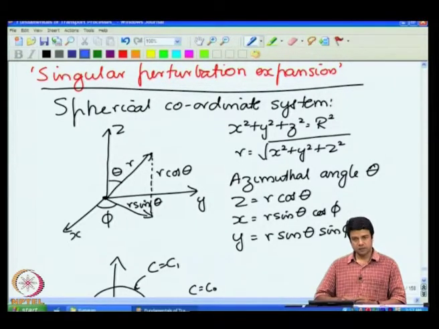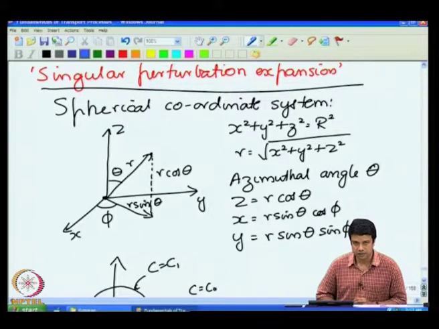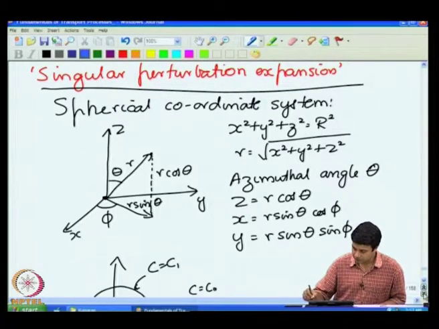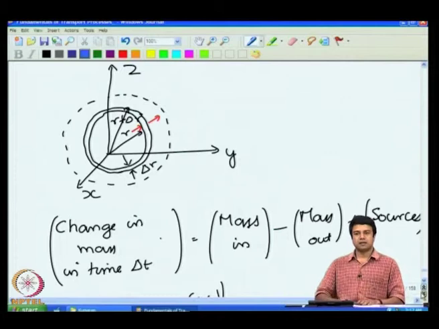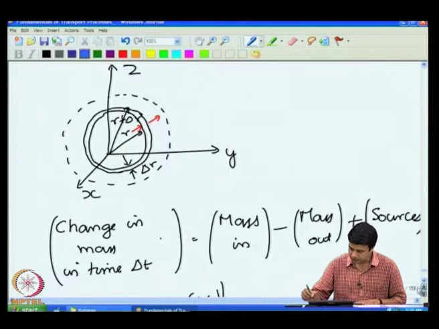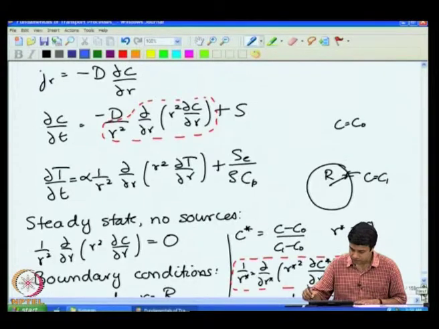If I place the origin at the center of the sphere, then I have a spherical coordinate system in which the distance from the center is the coordinate r. And then I have two other angles, theta and phi, which are called the azimuthal and meridional angles. For the present, we considered only transport in the r direction, where I have spherical surfaces at r and r plus delta r, and I did a shell balance for these two spherical surfaces. And you end up with an equation of this kind.